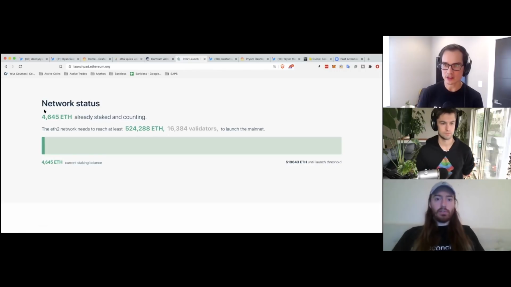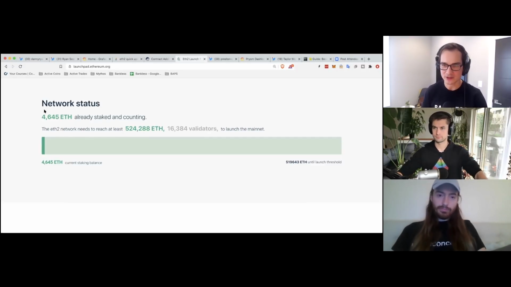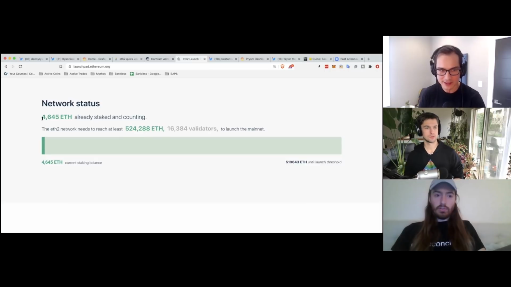So this is the ETH Launchpad that you were mentioning earlier, and there's this cool graph. It almost reminds me of the battle in Biden v. Trump to get to 270 electoral college seats. We're trying to get to 524,000 some odd ETH in here. So this bar is increasing. Looks like we've got 4,600 or so and 45 ETH right now. What's happening? So that ETH is being deposited, but validators aren't starting yet, correct?